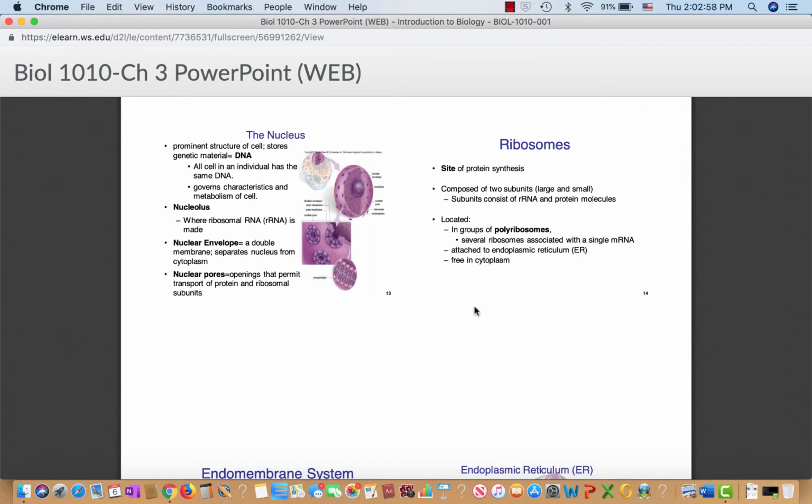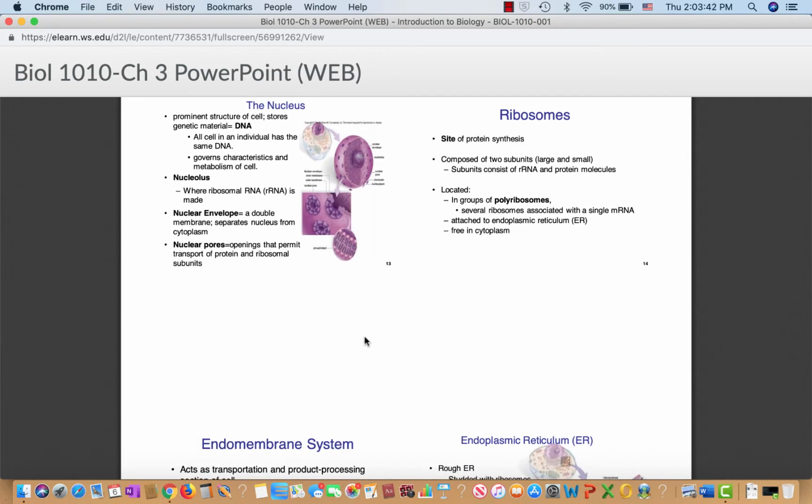So the nucleus stores the DNA. That's where all the information that governs how the cell functions is located. It's kind of like the master instruction manual. Within the nucleus, there's the nucleolus, where ribosomal RNA is made, and we'll talk more about that later. The nuclear envelope is a double membrane that separates the nucleus from the cytoplasm. It's kind of like another plasma membrane, further encapsulating the nucleus. And then you have nuclear pores inside that membrane, which allow the transport of proteins to and from the nucleus, and ribosomal subunits for protein synthesis.